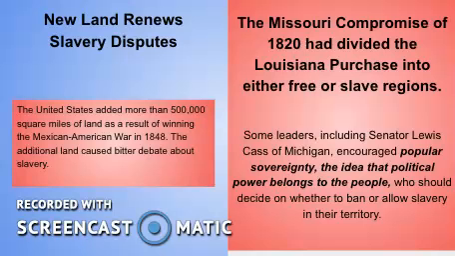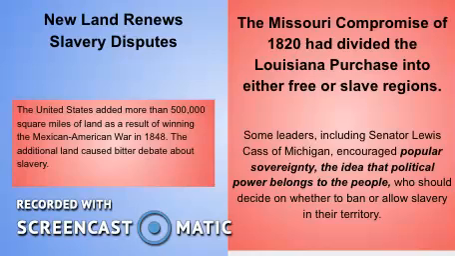The United States added more than 500,000 square miles of land as a result of winning the Mexican-American War in 1848. The additional land caused bitter debate over slavery. The Missouri Compromise of 1820 had divided the Louisiana Purchase into either free or slave regions. It prohibited slavery north of latitude 36°30', but it let Missouri become a slave state.